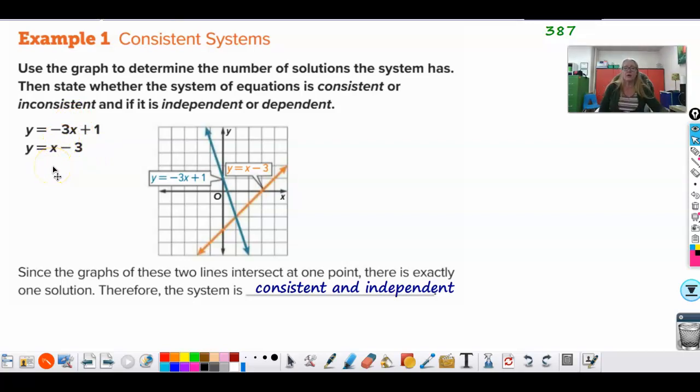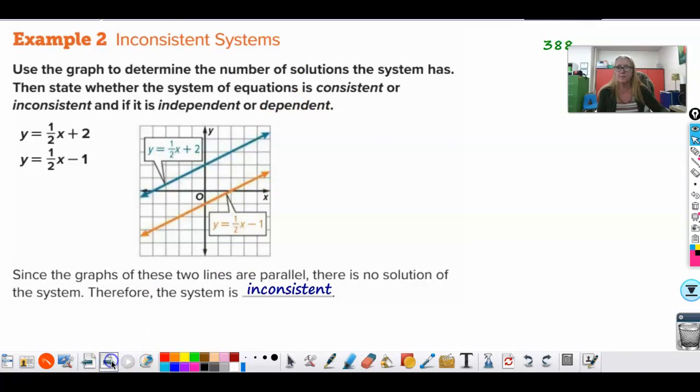It wants to know, is this consistent or inconsistent? Remember, consistent means one or more solutions. It has one solution, so it's consistent. Independent and dependent: independent is one solution, dependent is infinite solutions. This is independent because it has one solution.